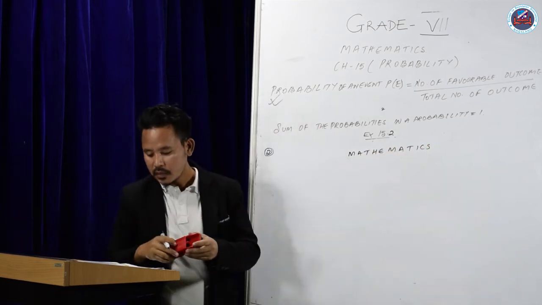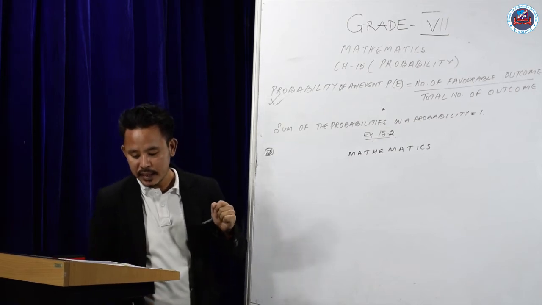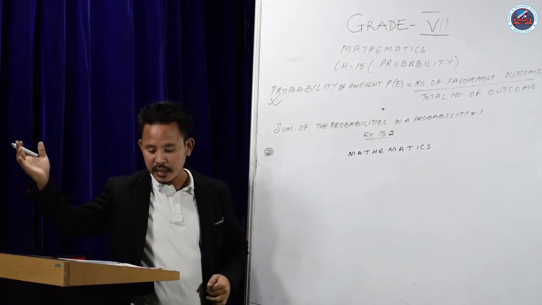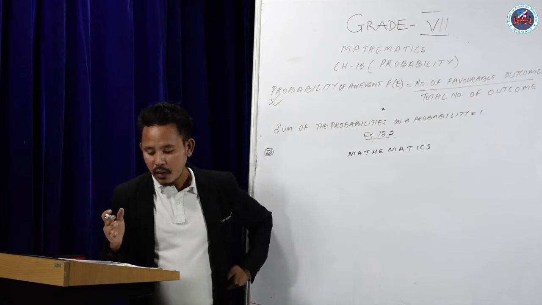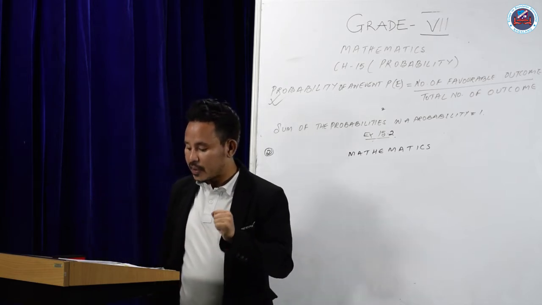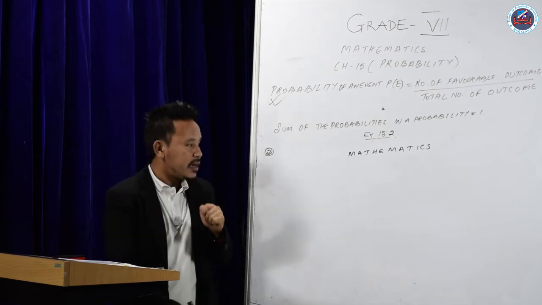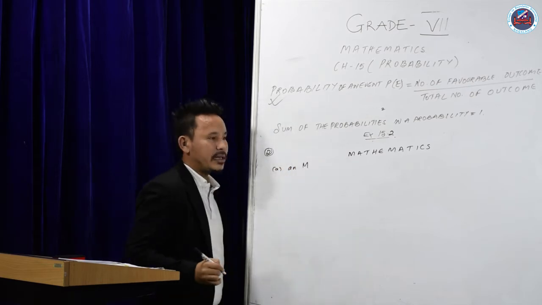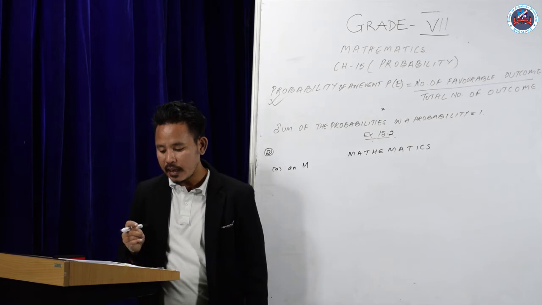Now, in question number 2, Maha writes the letters of the word mathematics on separate cards, as you can see on the right hand side of the question in the textbook. She takes one card at random. Find the probability that the letter on the card is an M.